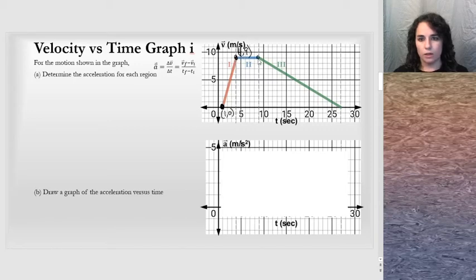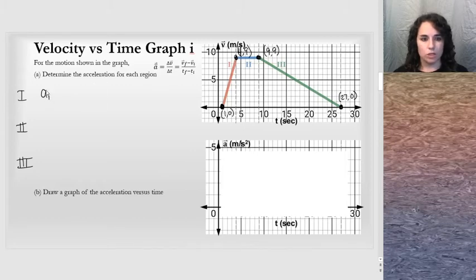This one is a little bit later. This is 9, 9. And this one's way down the road. This is 27, comma 0. So those are our 4 points at the edges of our three different regions. So what it's asking us, it says for the motion in the graph below, determine the acceleration for each region. So I'm going to create a row for each region, 3. And the definition of acceleration is up here. We take v final minus v initial and divide it by the time elapsed.